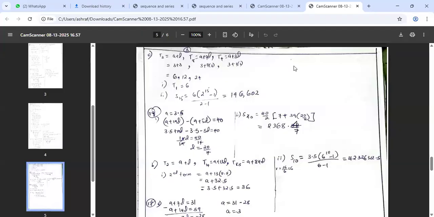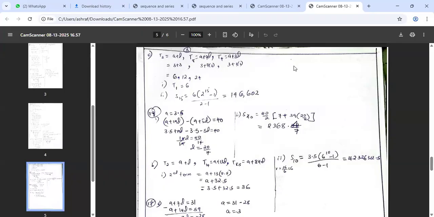In the AP, the second term, T2, is A plus D. A we have been given as 3, and we got D as 3. So it means T2 is 6. And then T4 is A plus 3D. So 3 plus 3 times 3, that is 9 plus 3, we get 12. And then T8 is A plus 7D, so we get 24. So Roman 1, find the first term of the GP. The first term of the GP corresponds to the second term of the AP. So it will be 6.